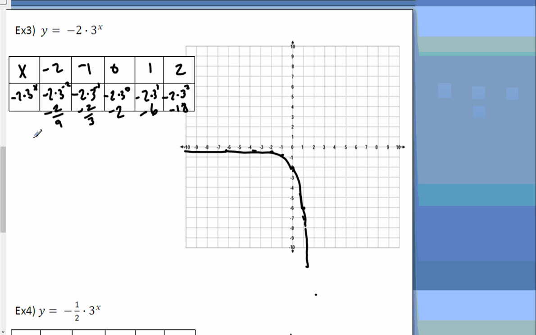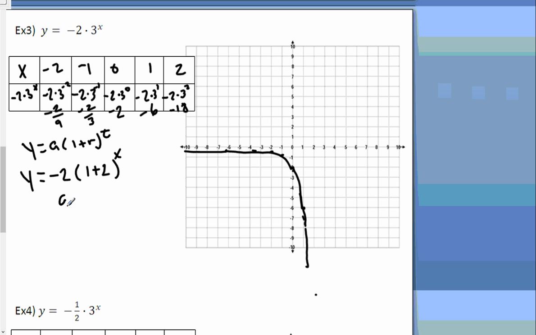Okay? Let's do the standard form. Y equals a times 1 plus r to the t. Okay? Y equals negative 2 times 1 plus, what makes 3? 1 plus r made 3. So what does r have to be? Well, not 3, 2. 1 plus 2 makes 3, right? 1 plus 2 makes 3 to the x.